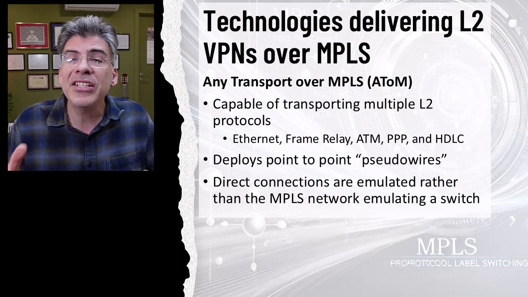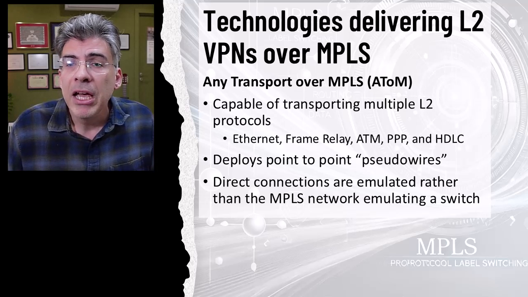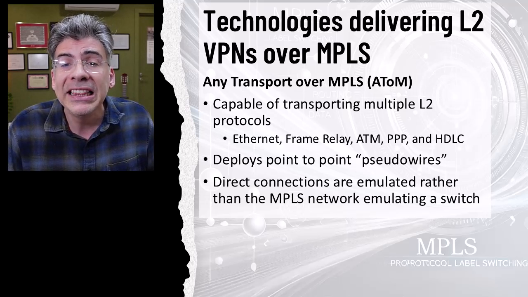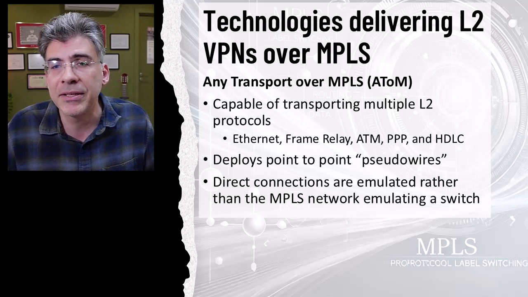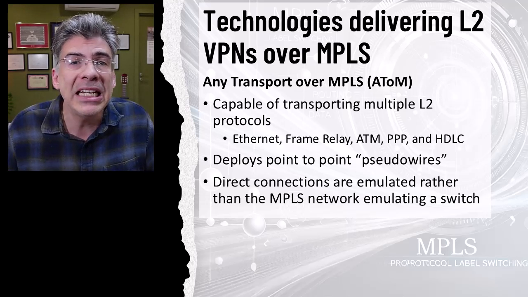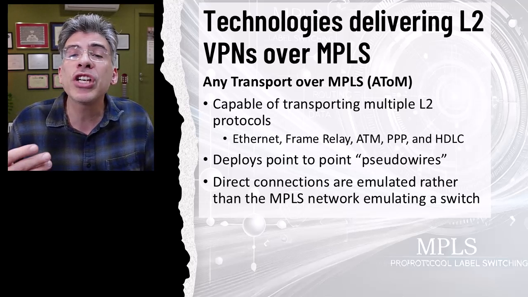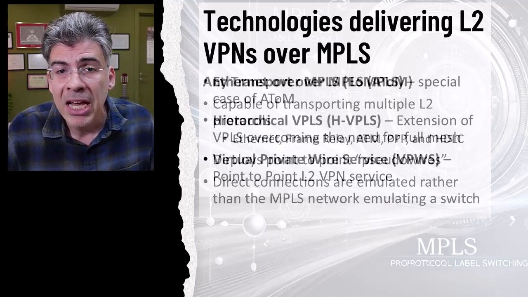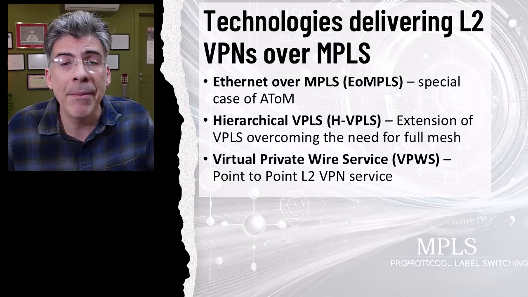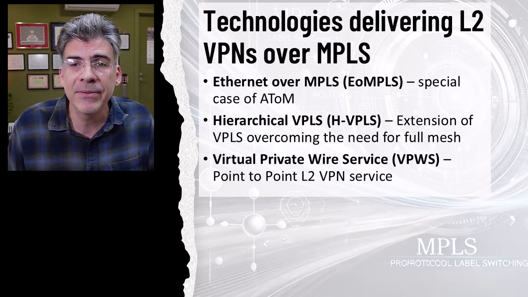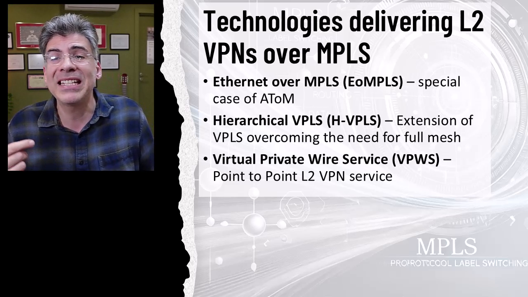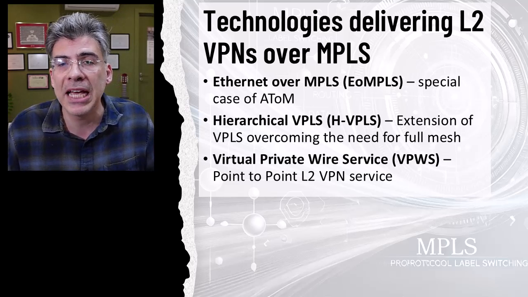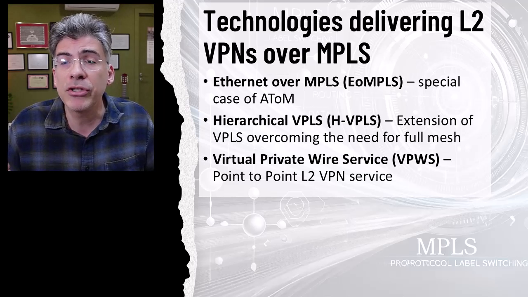Now, other than these three, which are the most common, there are a whole series of other technologies that can be used to encapsulate Layer 2 protocols over MPLS. Now, each one has different capabilities and has different use cases, but I'll just mention them here in case you want to look them up in any detail. These include Ethernet over MPLS, or EoMPLS. Now, this is actually a specific type of AToM that encapsulates Ethernet frames over MPLS, allowing point-to-point Ethernet circuits across an MPLS network.